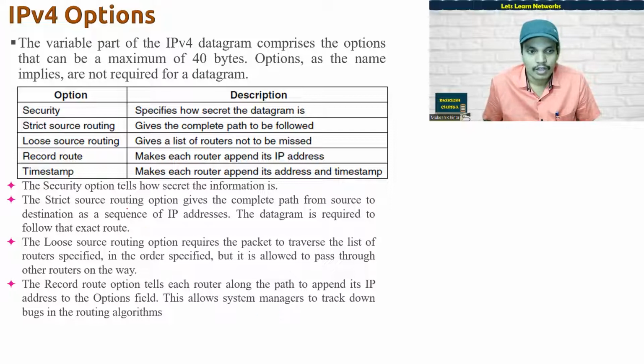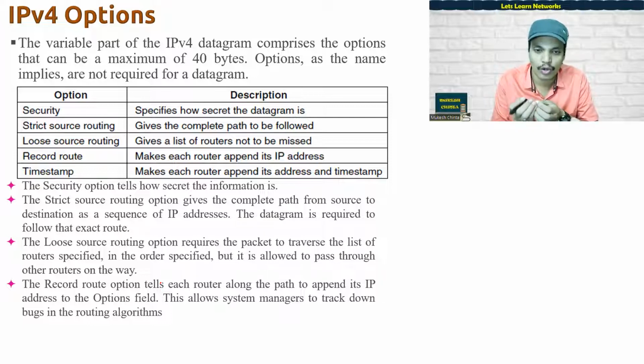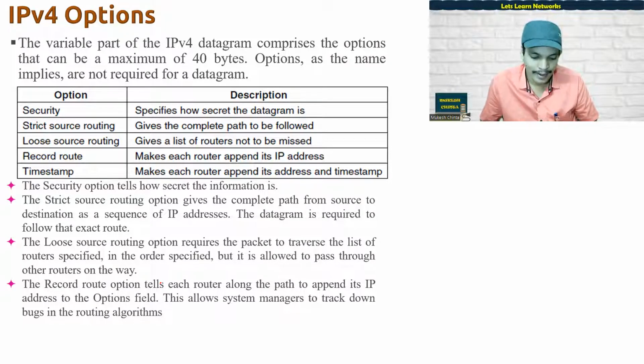It is permitted. For the record route option, each router along the path adds its IP address to the options field. So whenever a packet reaches a router, the router analyzes this packet and forwards it to the next outgoing link, and the router will add its IP address to that options part. A maximum of 9 routers can add their addresses when you add this record route option. This is also used to track down how your routing algorithm is being used. Are there any issues with it? All those kinds of things. For debugging, you can use this.